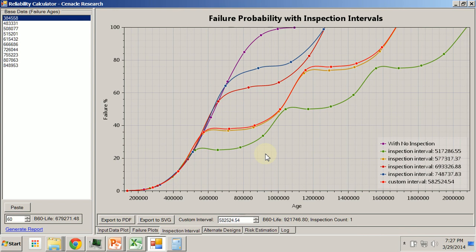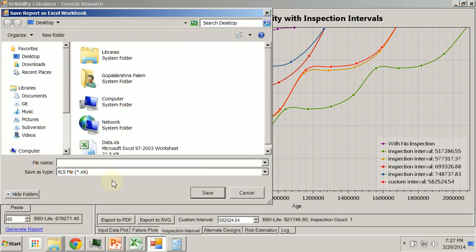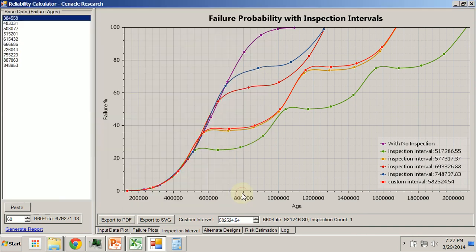If you prefer, you can export this PDF chart or SVG chart, and similarly you can generate the report for this custom interval and use it in your further calculations. This way, this application makes it easy for you to draw a trade-off between the number of intervals and the number of inspections, as well as the amount of benefit you are getting by having the inspections.